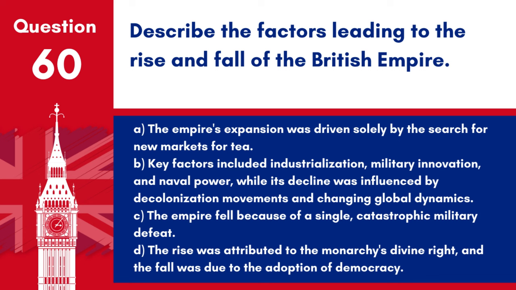A. The empire's expansion was driven solely by the search for new markets for tea. B. Key factors included industrialization, military innovation, and naval power, while its decline was influenced by decolonization movements and changing global dynamics. C. The empire fell because of a single catastrophic military defeat. D. The rise was attributed to the monarchy's divine right, and the fall was due to the adoption of democracy.